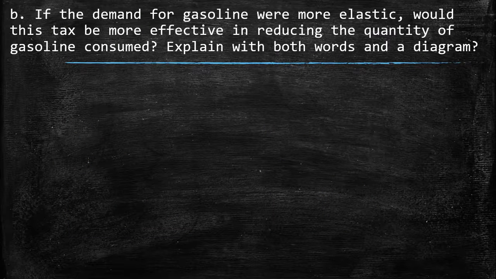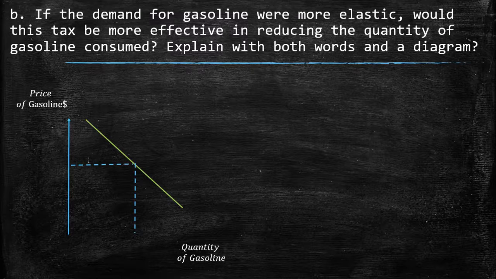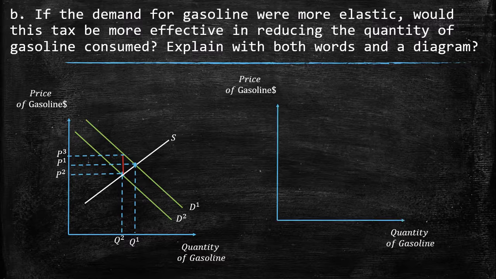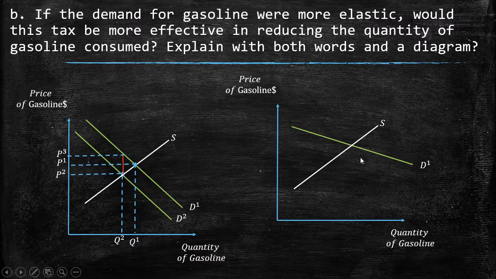If the demand for gasoline were more elastic, would this tax be more effective in reducing the quantity of gasoline consumed? Explain with both words and a diagram. So here, remember, we have the first case where we have the demand, and here we have the situation. What about if the demand is more elastic? So here we have this curve, which is clearly more elastic than the other curve.